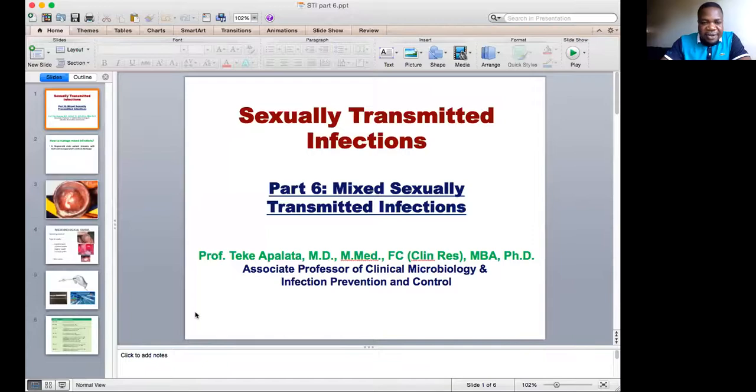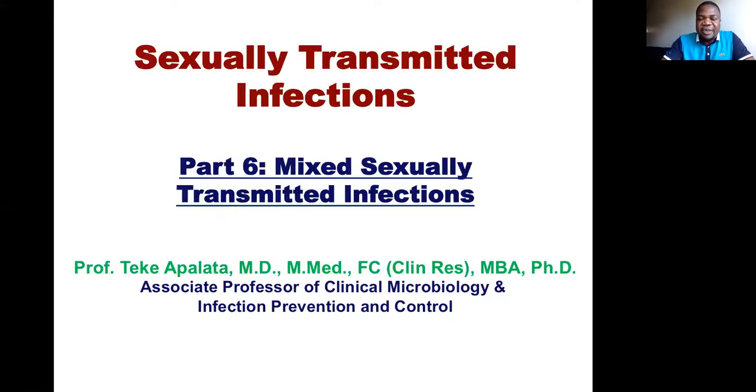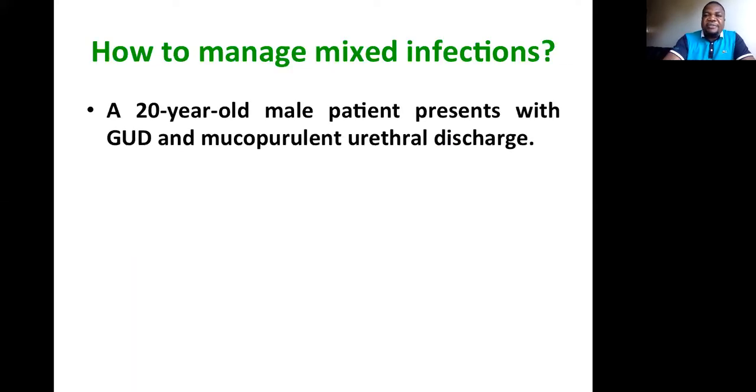So let's start. This is about mixed sexually transmitted infection. So let's see how to manage mixed infections. You have a 20-year-old male patient who presents with genital ulcer disease and mucopurulent urethral discharge. So here you have two syndromes: genital ulcer disease and urethral discharge syndrome, or male urethritis syndrome.